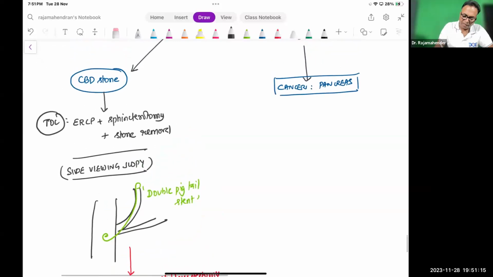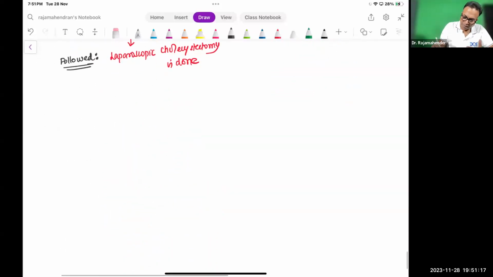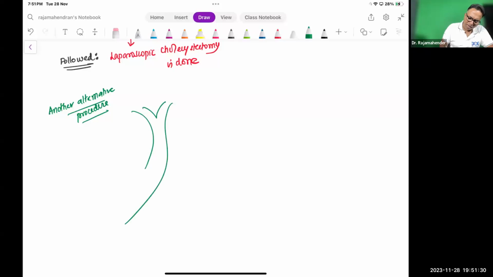Is there any other alternative for CBD stone? Yes, there is an alternative for CBD stone. Another alternative procedure is I can remove the CBD stone as well as the gallbladder in the same sitting by laparoscopy. Laparoscopically, I remove the gallbladder, known as laparoscopic cholecystectomy.